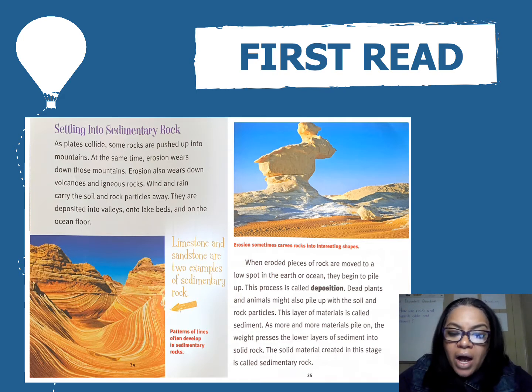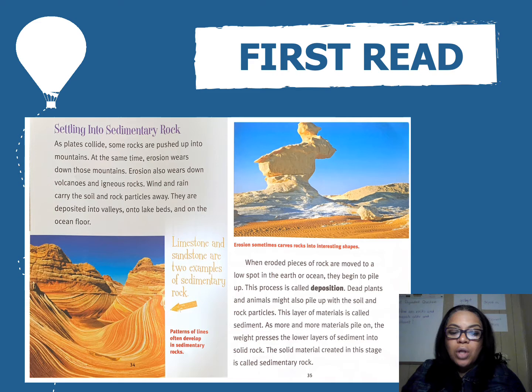When eroded pieces of rock are moved into a low spot in the earth or ocean, they begin to pile up. This process is called deposition. Dead plants and animals might also pile up with the soil and rock particles. This layer of material is called sediment. As more and more materials pile on, the weight presses the lower layers of sediment into solid rock. The solid material created in this stage is called sedimentary rock.